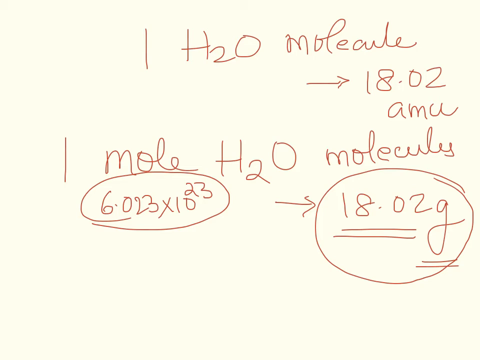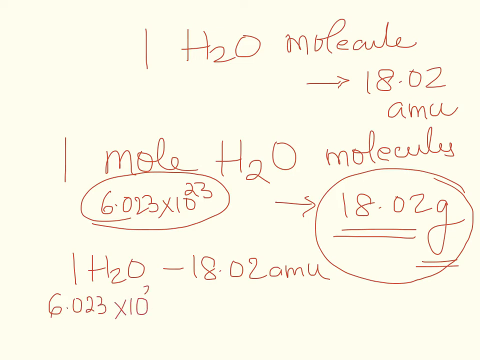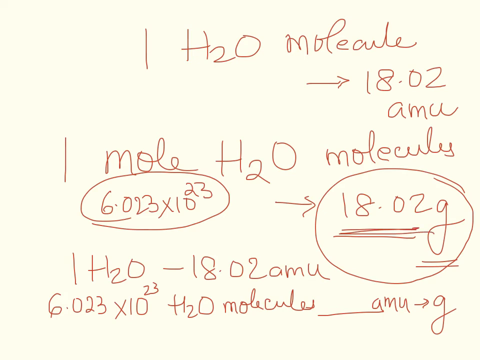Take a minute, pause the video and try to work this out. The mass of 1 H2O molecule is 18.02 AMU. What is the mass of 6.023 times 10 raised to 23 H2O molecules? You will get a certain answer in AMU. Convert that AMU to grams and you will end up with 18.02 grams as well.